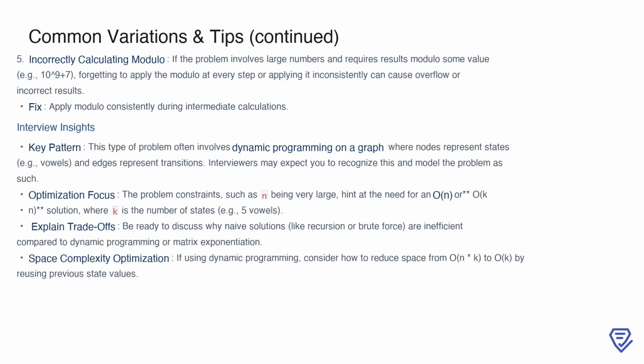Interviewers often expect you to explain this and identify the need for an optimized solution, particularly given constraints like n being very large. An O(n) or O(k * n) solution, where k is the number of vowels, is typically the target. Be prepared to compare naive approaches, such as recursion or brute force, with more efficient ones like dynamic programming or matrix exponentiation. Additionally, if you're using dynamic programming, consider optimizing space complexity. Instead of maintaining an O(n * k) table, you can reduce it to O(k) by reusing values from previous states.